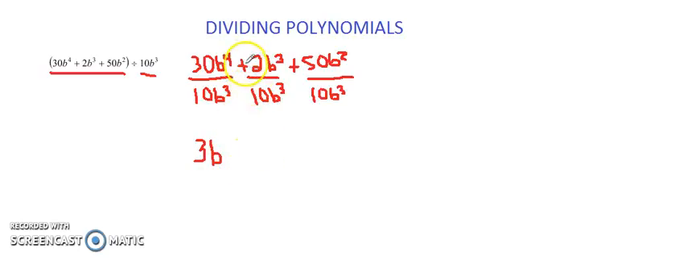The next thing I want to do is put my sign in between my two terms here. In this case, it is a plus. So we're going to add the second term to this. Okay, following the same steps as I did in the first term, I have 2 divided by 10. We can simplify that down to 1 over 5.